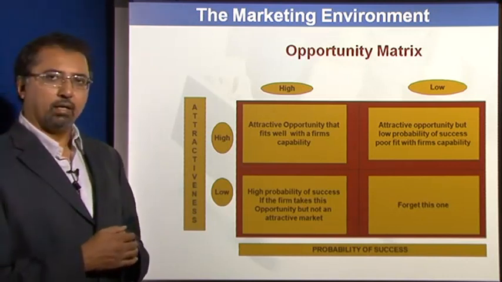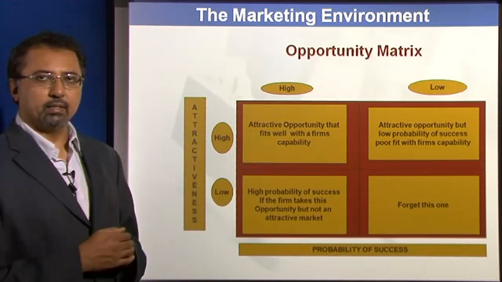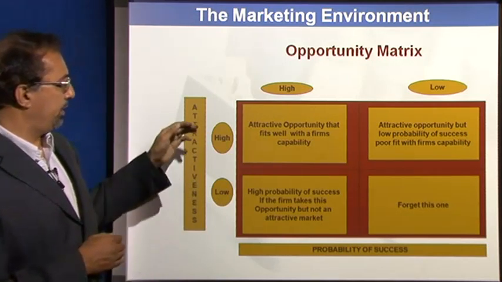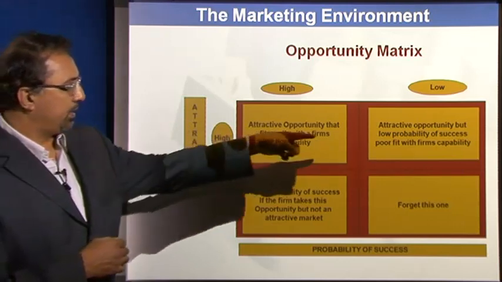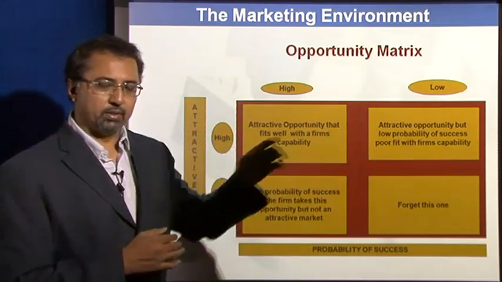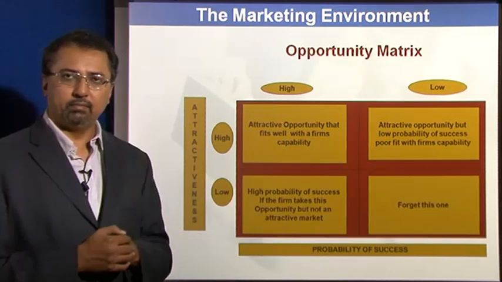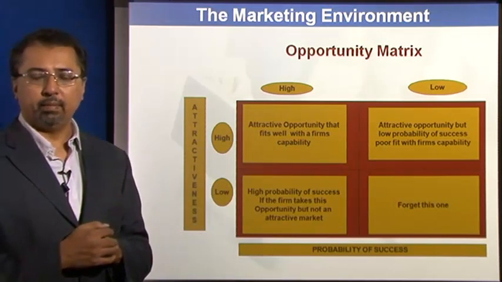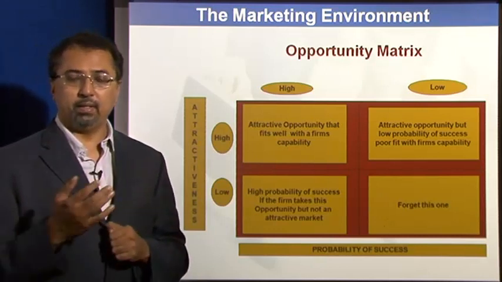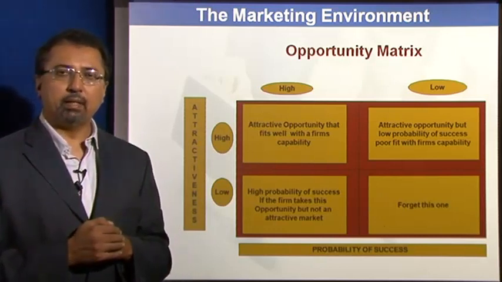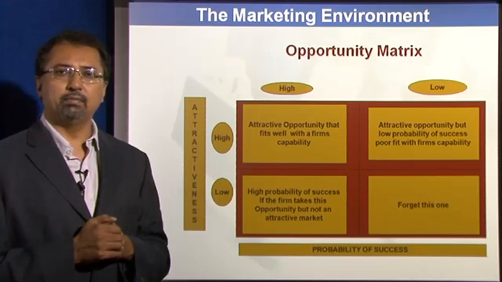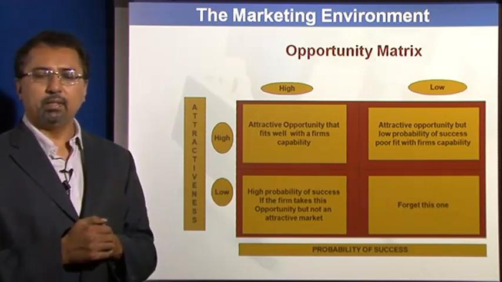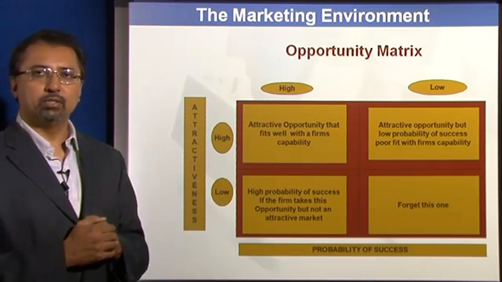Now, let us look at the other example where the probability of success is low, but the attractiveness of the market is pretty high. Assume the same toiletry thing, but this company might have the same channels. It might be an agarbatti company, but it has absolutely no clue about how to sell a lifestyle oriented brand. So, the firm might think that it has a pretty low probability of success on this one.